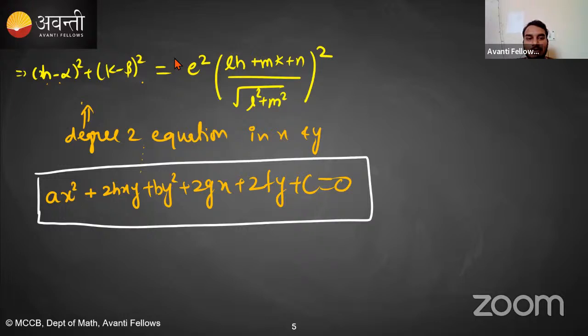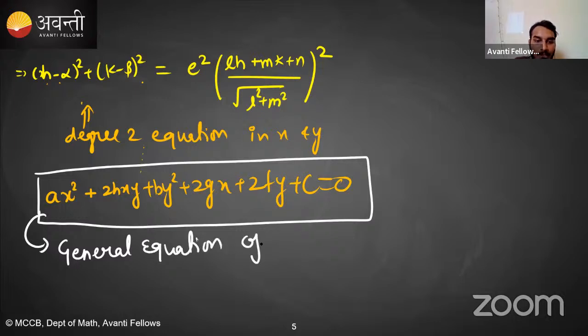Tell me quickly in the chat box, students. Is there any confusion regarding this? This is a general equation of degree 2, the same equation we saw when we were discussing the pair of straight lines.